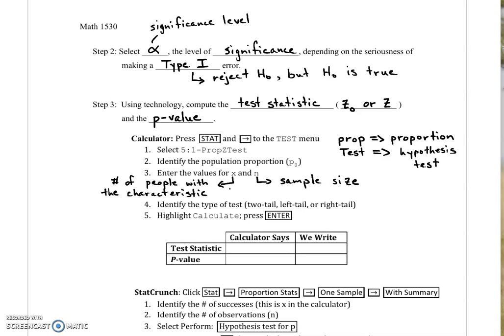Then we identify the type of test. So if it's two-tailed, we want to pick the not equal P0. If it's left-tailed, we want to pick the less than P0. And if it's right-tailed, pick the greater than P0. Then highlight, calculate, and press enter. So for the test statistic here, the calculator says Z, and we write Z sub 0. The p-value, the calculator says P, and we write p-value.